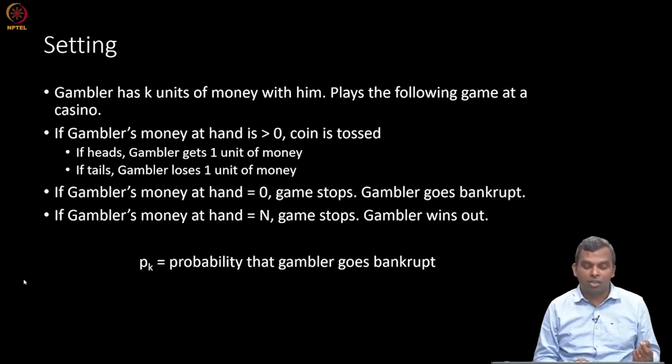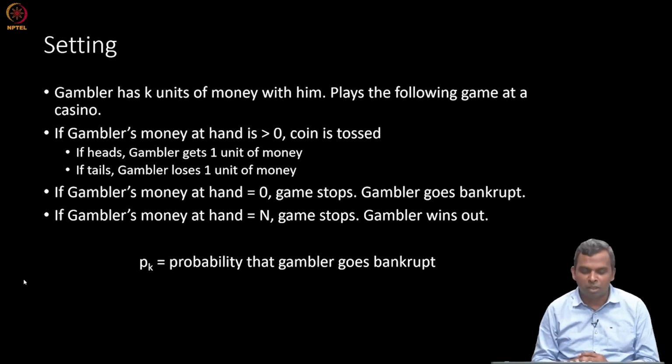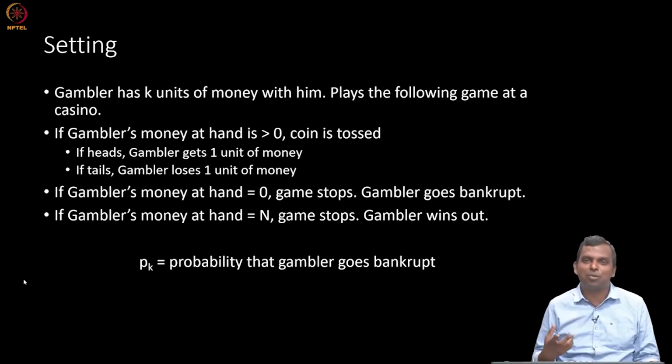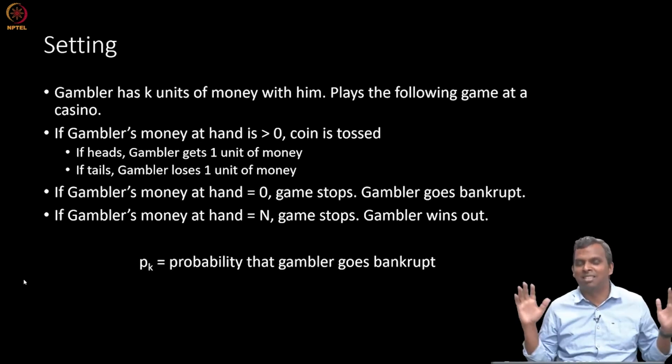He's ruined. Okay. The other possibility is he achieves his goal. His goal is to get n units of money. Okay, whatever that n could be. So you can imagine n being slightly larger or much larger than k, right? So maybe he wants to buy something expensive. So he wants to convert his K units of money to capital N units of money. And if his money becomes capital N, then he will stop. So the gambler wins out. He just takes all his chips, goes back and cashes the money, and he's happy. He goes out.